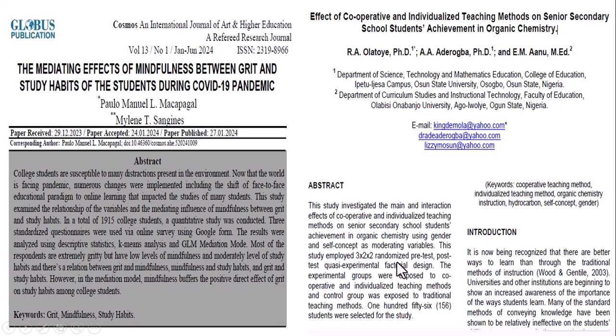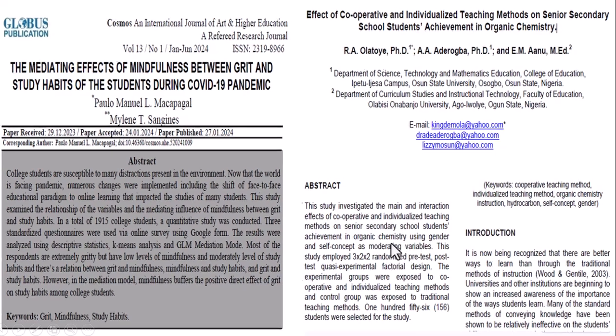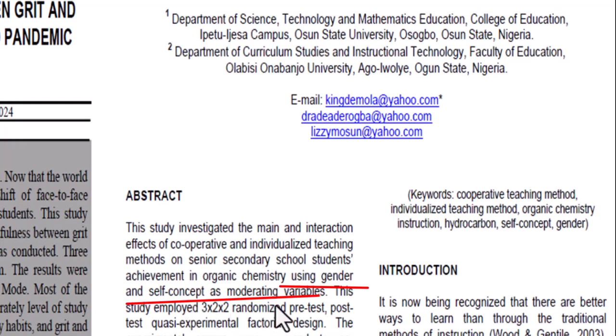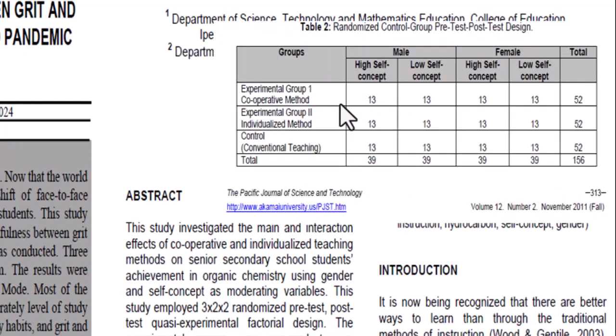And in this abstract here we can see that the researcher said they use gender and self-concept as moderating variables. To demonstrate that, in the design, the researchers explained that high self-concept and low self-concept categories of the male, as well as that of the female, were factored. So in this aspect we can actually see what we call the main and interaction effects of treatment and gender and self-concept on achievement.